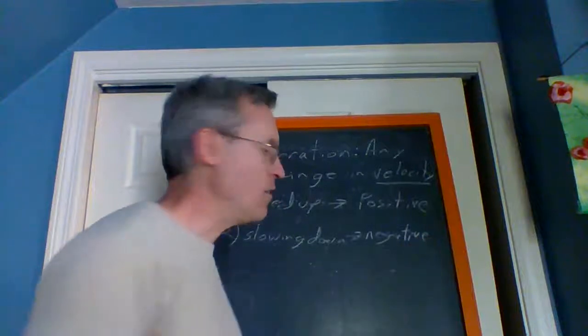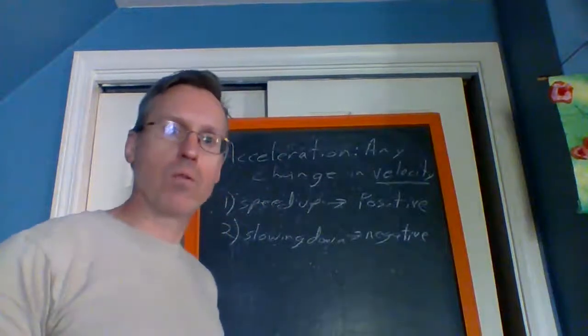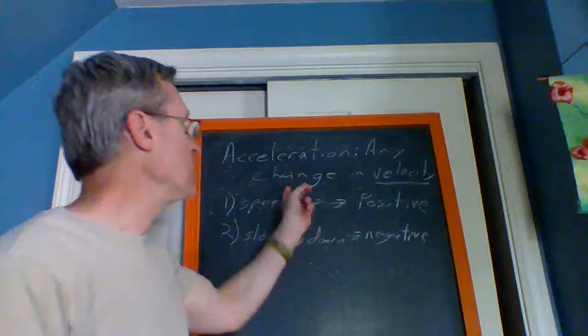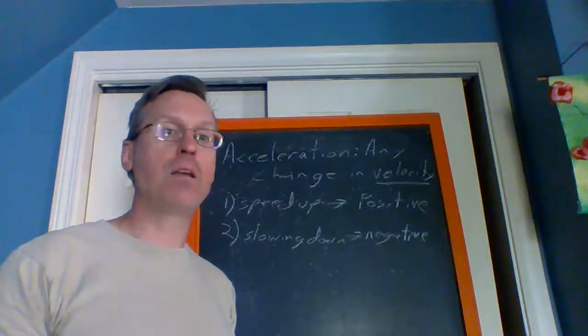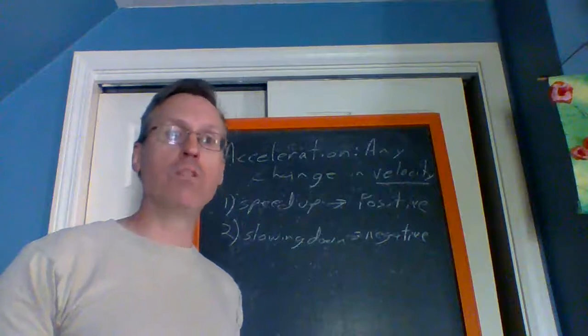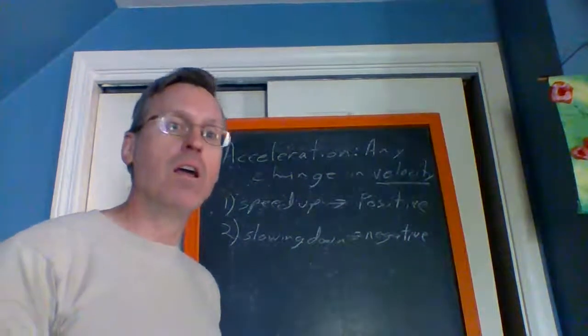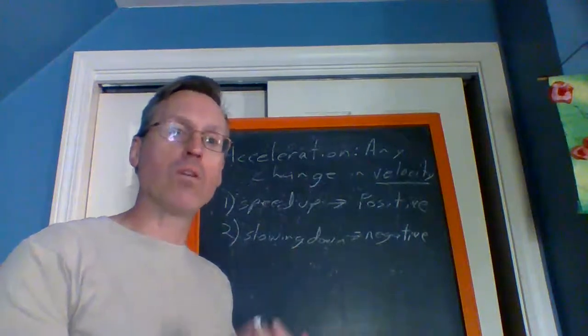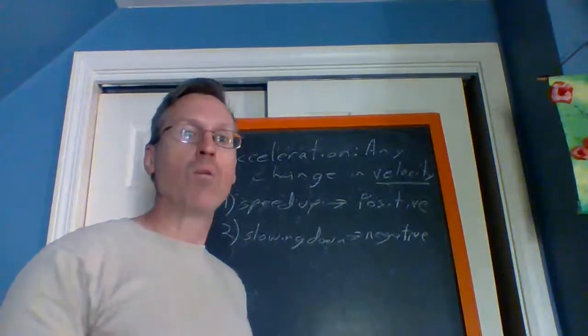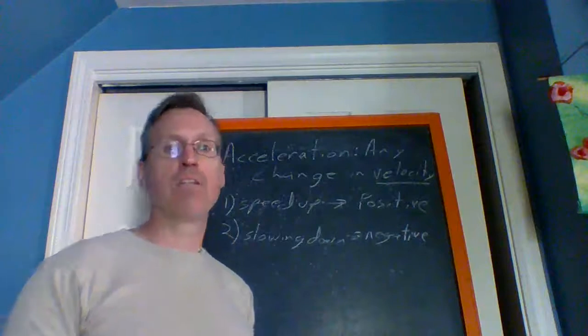And why is slowing down an acceleration? Well, because the definition is it's any change. If you're slowing down, if you're going from a faster speed to a slower speed, like when you hit the brakes on your car, you're changing velocities. So therefore you're accelerating. We just call that a negative acceleration.